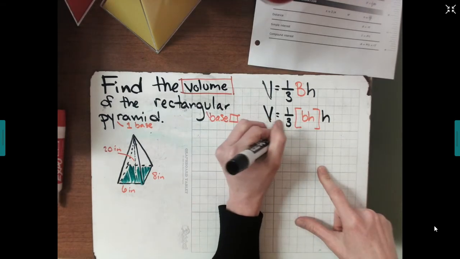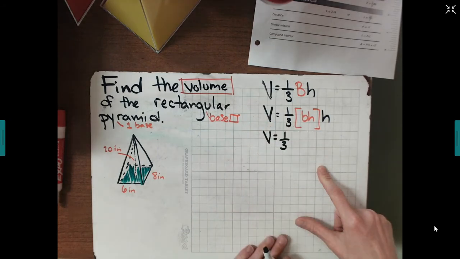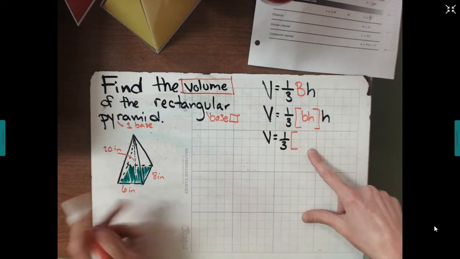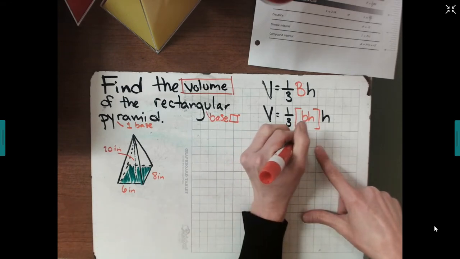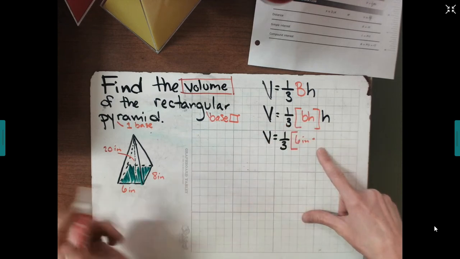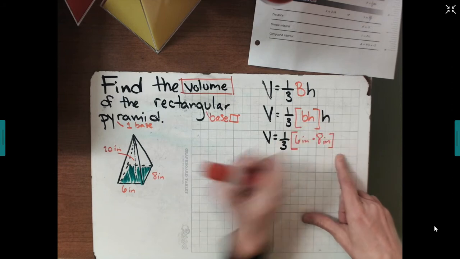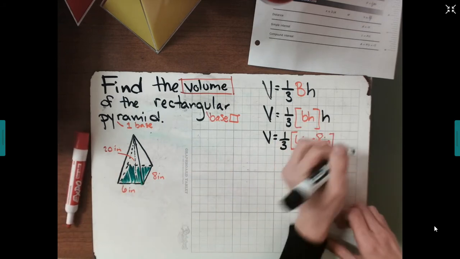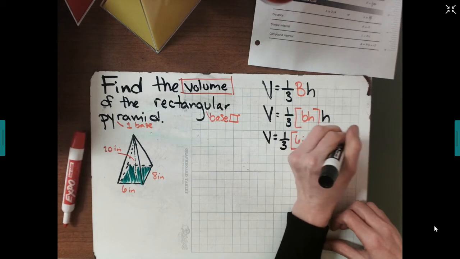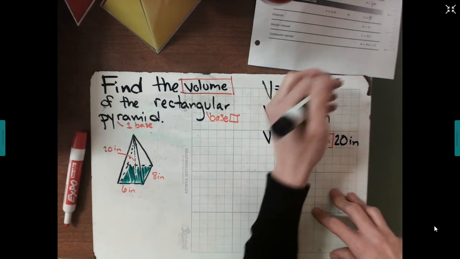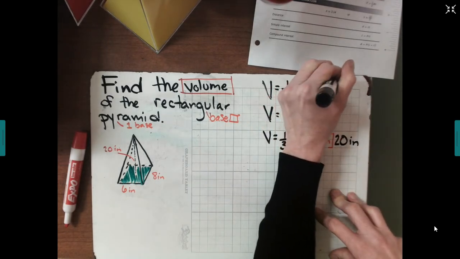So I'm still solving for my volume. I know it's going to be 1/3 times something, right? The base of my base is 6 inches. I'm going to multiply that by the height of my base, which is 8 inches. The height of my pyramid is 20 inches. All right, now that I have plugged in my numbers, I can start solving. According to GEMDAS, I'll write that over here. GEMDAS.